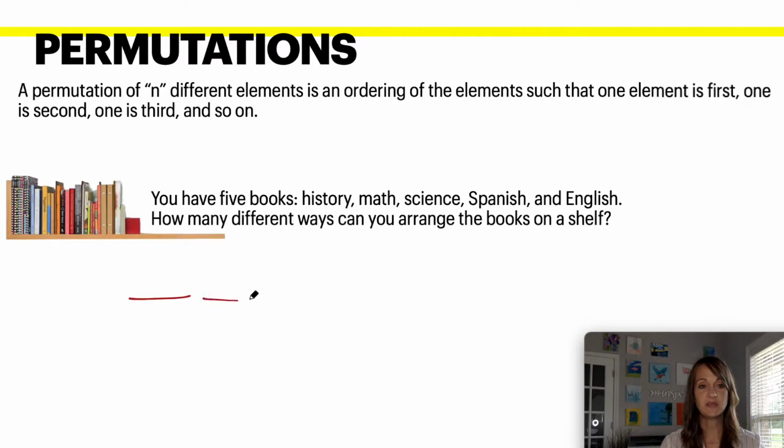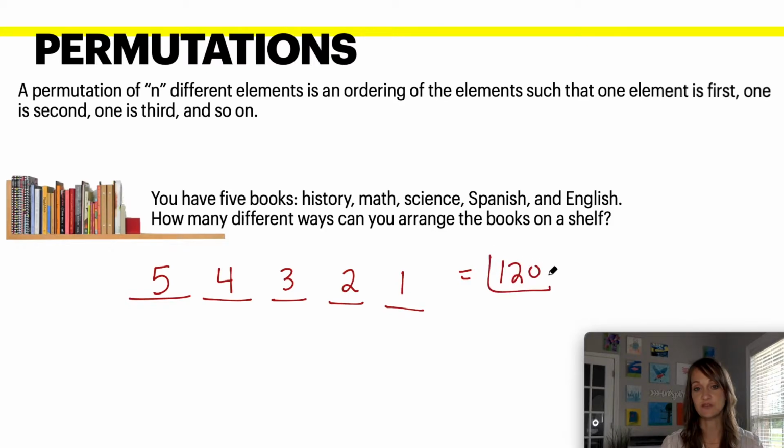So if you think about it in terms of how many different books you can start out with for the first book, you have 5 different books to choose to place first. Whatever book you place first, you have 4 books left to place second. After you place those 2 books, you have 3 books left to place third. After you've placed that book, you have only 1 left. Therefore, if you multiply these together, you get 120 different ways.